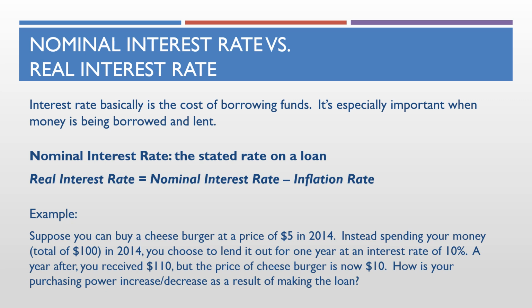So in this example, you can simply think of the nominal interest rate as basically the 10% you gain from lending out the money, but the inflation rate in this case is going from $5 to $10, which is a 100% gain from 1 year to another year. So in this case, obviously, the purchasing power of that $100 that you lent in 2014 and got back in 2015 actually decreased in value, right? So this also gives you an idea why studying the real interest rate is so important.